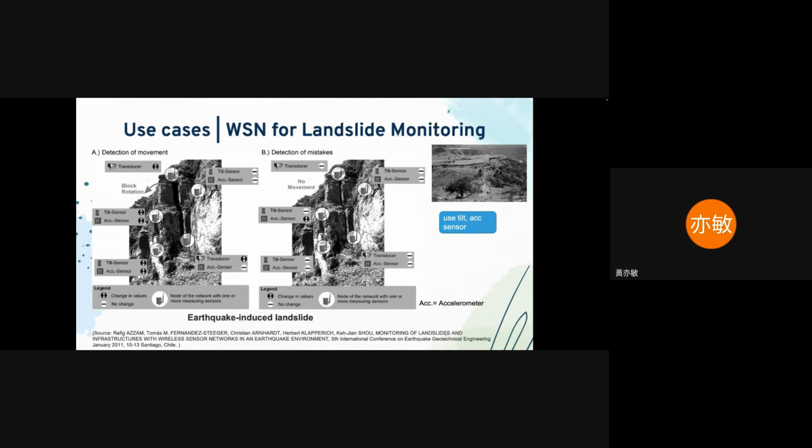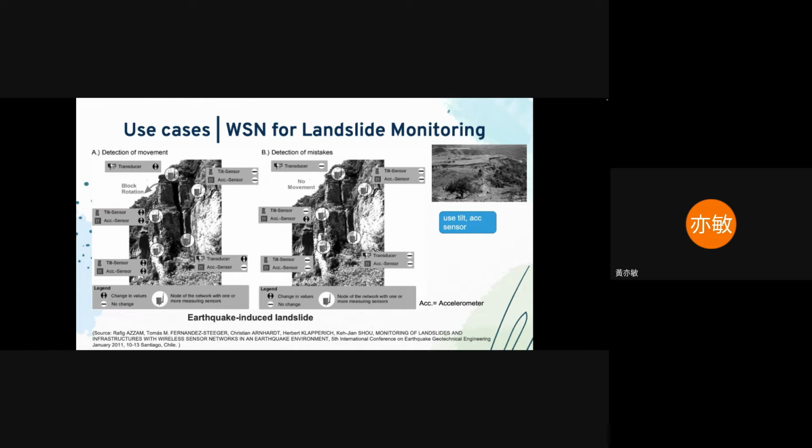Here is an example using the WSN for landslide. It's a real case and it's published in a paper. We have different sensors. We just installed sensors on the surface of the rock slope. It's a simple sensor, which is the tilting sensor, and also an acceleration sensor. So whenever something is moving on the rock slope's surface, it will trigger a signal, and then the system will obtain the signal.